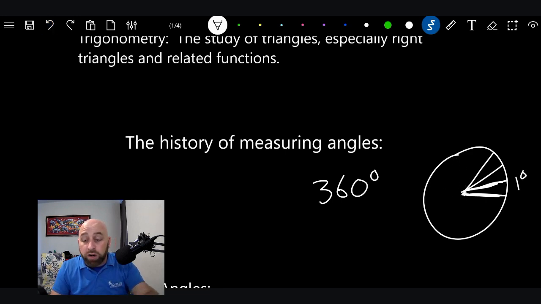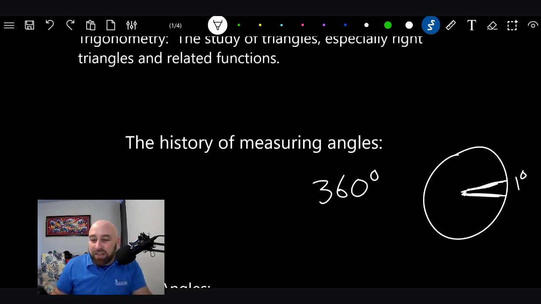360 1-degree revolutions. So every day the sun moves 1 degree. And so that's where that came from, the whole 360 idea. So some of you always wondered where that came from. Some of you have never wondered where that came from. Well, now you know, either one.